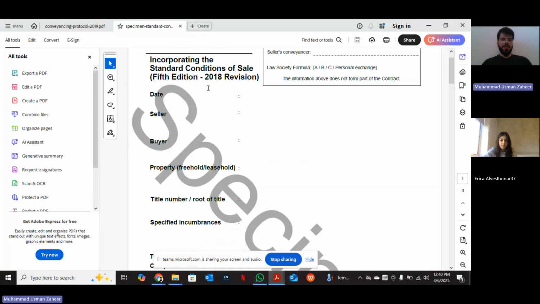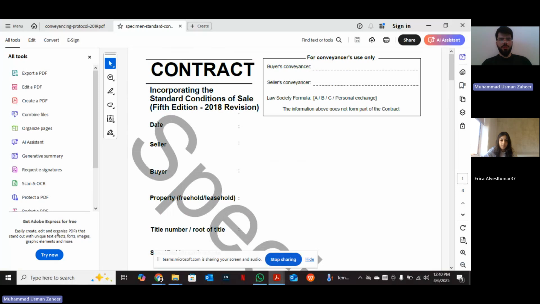This contract, this is the first page. So this is the date of the agreement. Once you've agreed a date of completion, on the date of completion, this is the date of the contract. Now, the date of the contract and the completion date can be different.